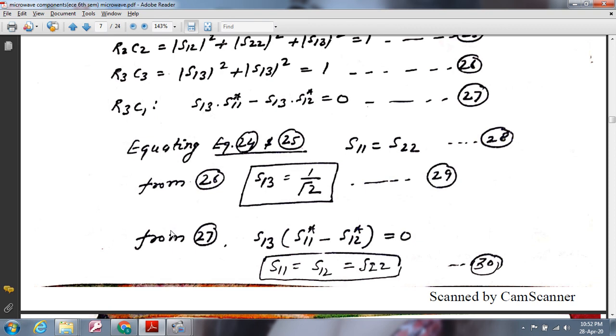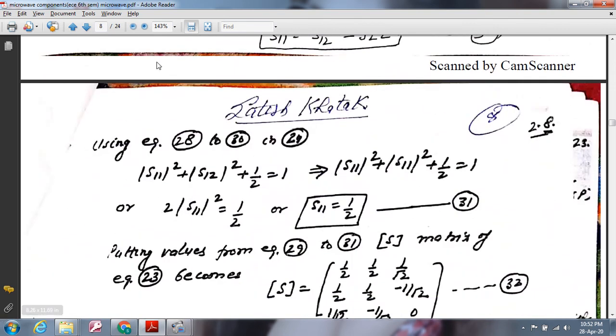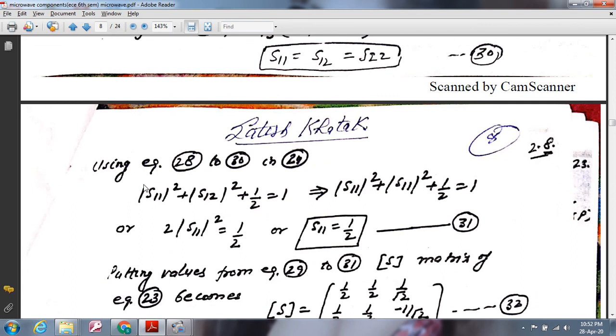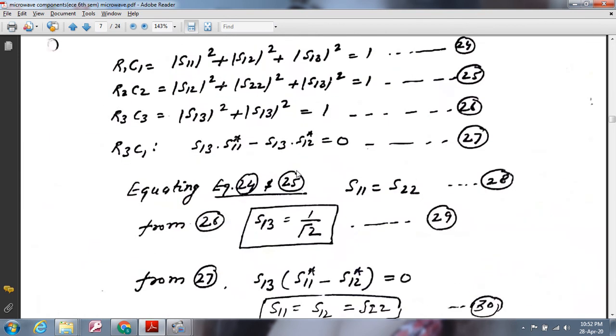And from equation 27, we get S13 equals S23, S12 equals S22. This is equation number 30. Now using equations 28 and 30 in 29, these are equations 28, 29 and 30.